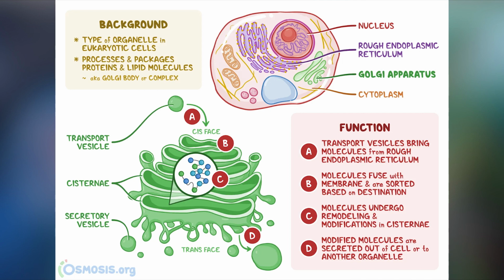Okay, and once the alterations have been made, pieces of the Golgi membrane pinch off into vesicles, just like they did from the endoplasmic reticulum, and the proteins go into those vesicles and are transported around the cell to wherever they need to go. So that's the process of protein production.